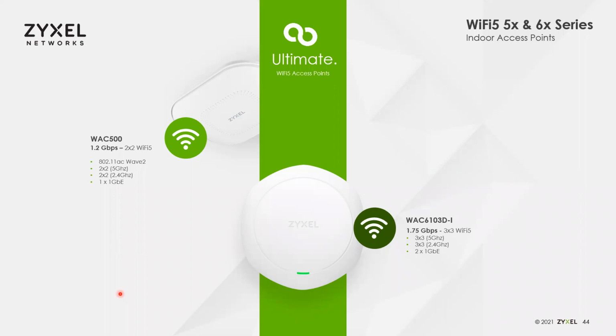We still have our WAC 6103D-I, formerly one of our best-selling access points out there. So this is a 3x3. It's got 2 Ethernet ports on it, and it's got the dual optimized antennas.